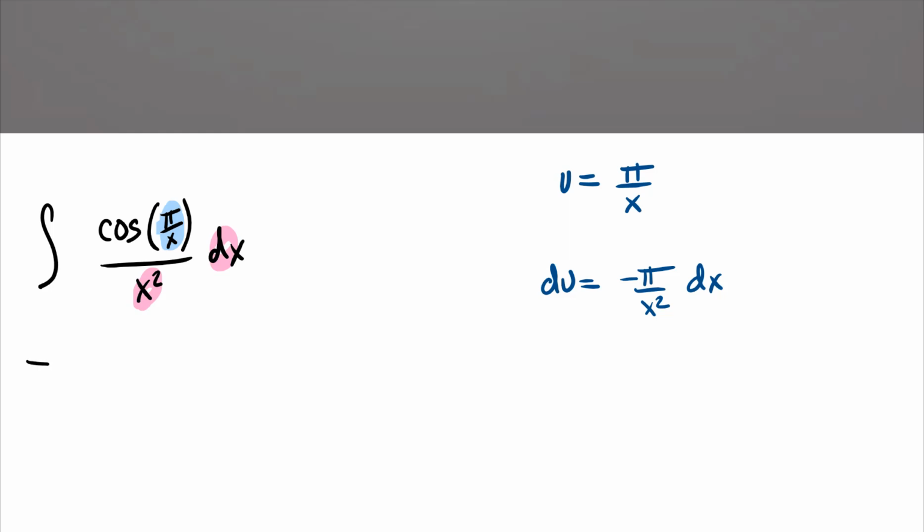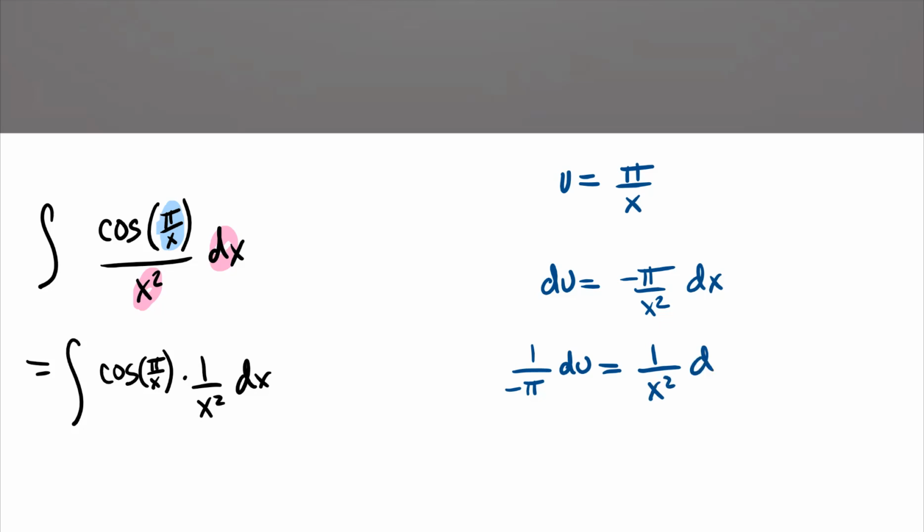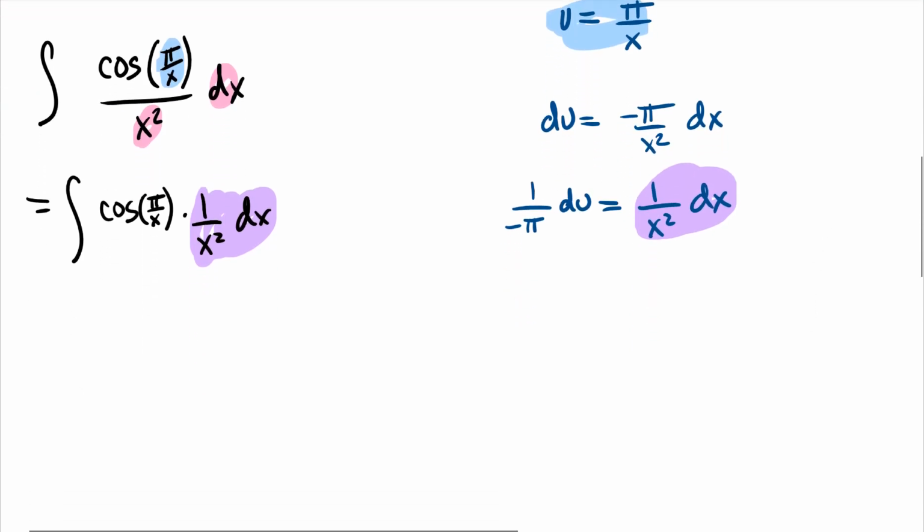Let me write it out a little bit different to make sure we can see it. Because the denominator is the same, we're looking for that 1 over x squared. So why don't we divide out that negative pi, and we're going to end up with 1 over negative pi du is equal to 1 over x squared dx. Now we have our u, and we can get rid of our 1 over x squared dx with that negative 1 over pi du.